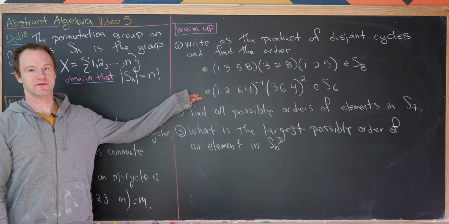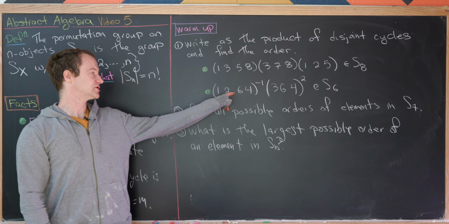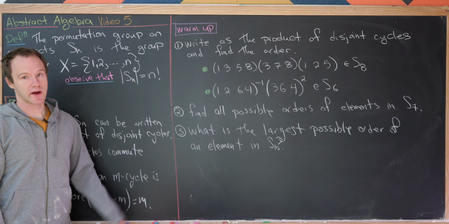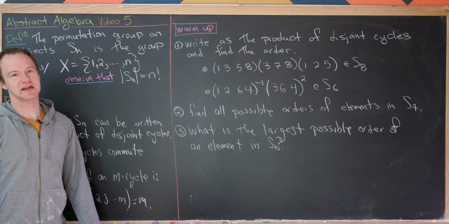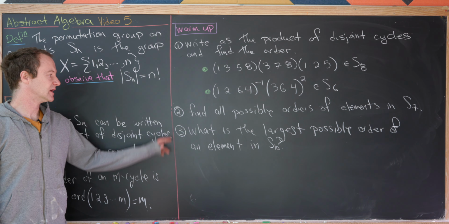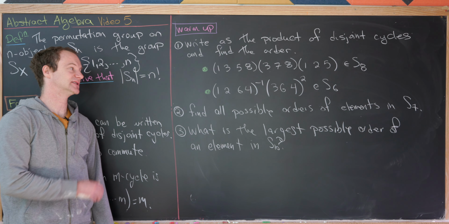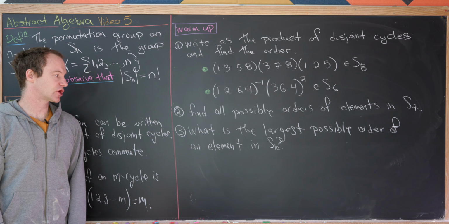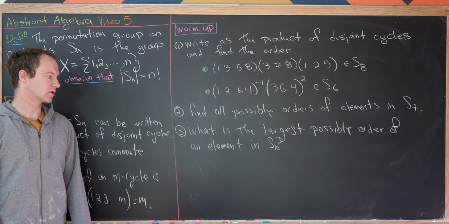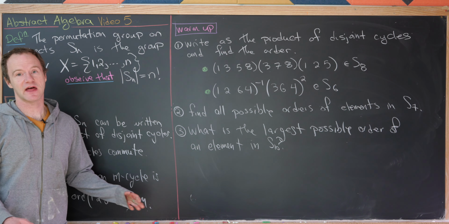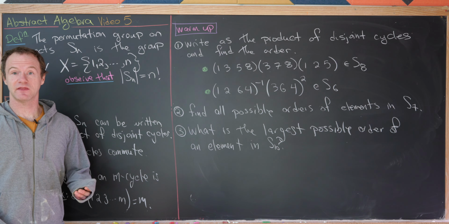Then here we've got an element of S6: (1 2 6 4) inverse, and then (3 6 4) squared. This gives you practice finding inverses and squares and stuff. Next, let's find all possible orders of elements of S7, and then determine the largest possible order of an element of S10, and then give an example of an element that achieves that order. And that's a good place to stop.